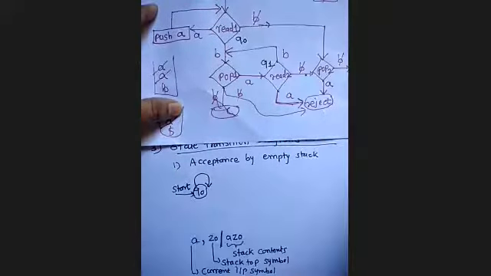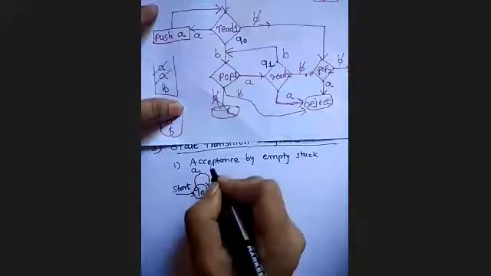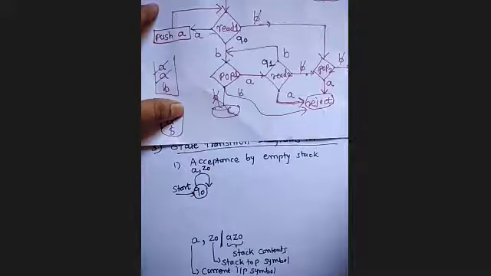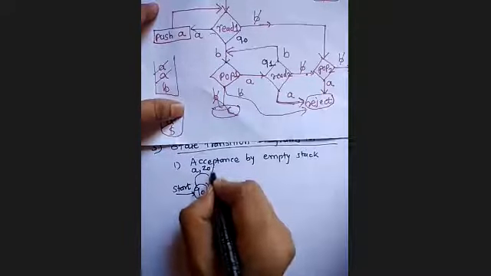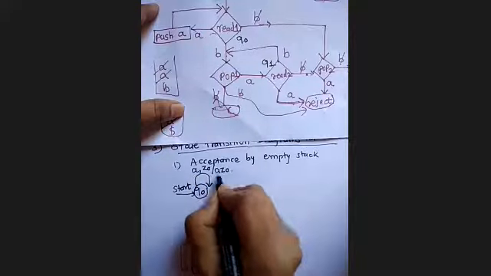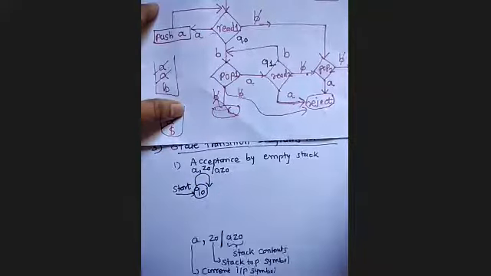And this edge will be labeled by what? Your input symbol is A. Let us assume the stack is empty, that is Z0, and slash. What will come here? This A will be pushed on the stack. So the stack content after the transition will be A Z0. So this is the first transition we have seen.